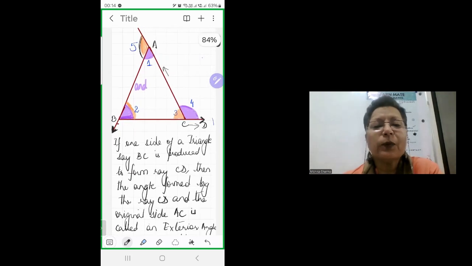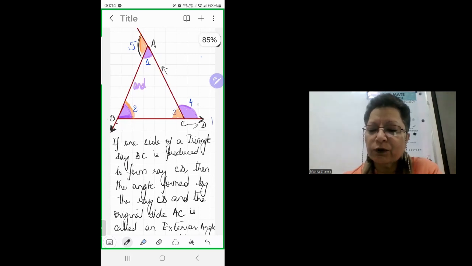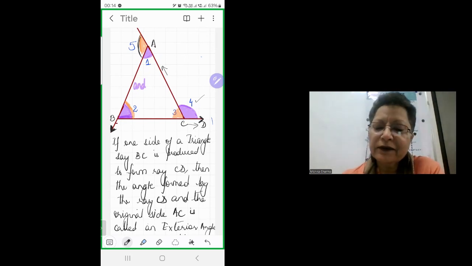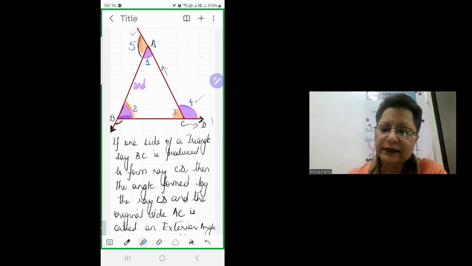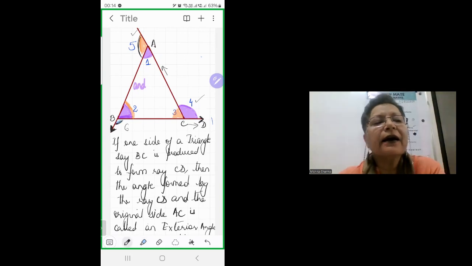Similarly, it's not just one exterior angle you can have. You've already seen one angle. At vertex A, you can see exterior angle 5. And at vertex B, you can actually see exterior angle 6. Is that okay? I'm going to call this exterior angle 6.